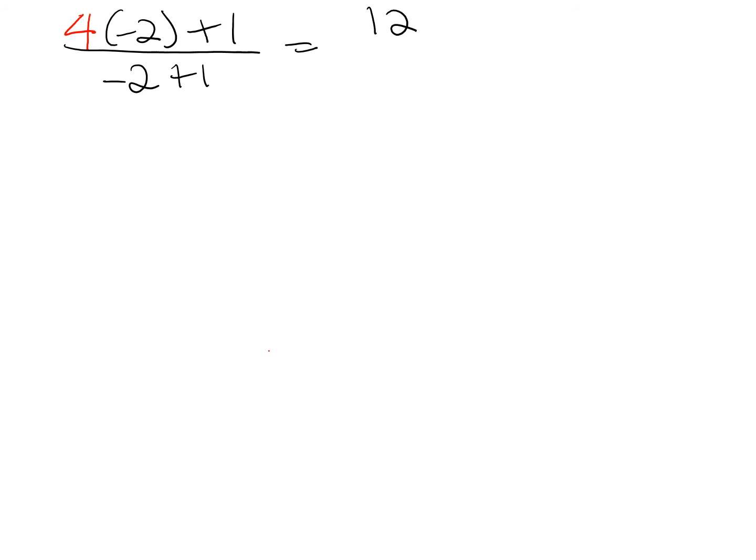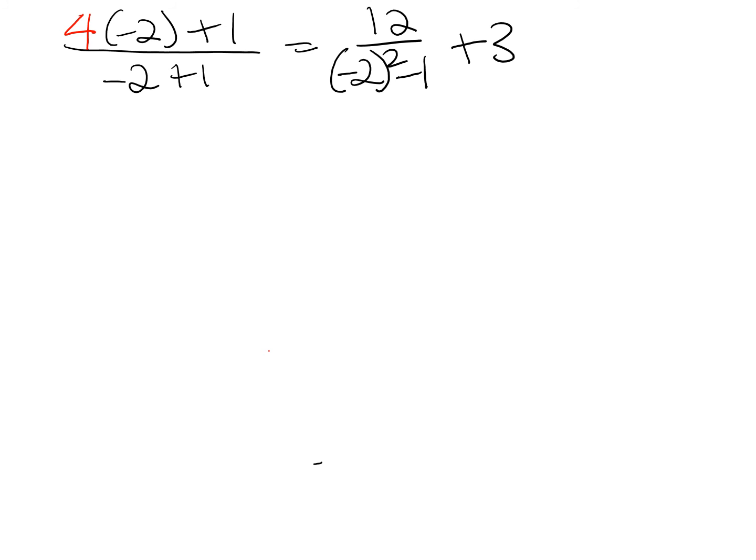Okay, so I'm going to check this on the next one. Let's see, on this next slide. So hopefully I don't mess this up. Okay, so it was 4 times -2 plus 1 over, and then I believe it was -2 plus 1 equals, and then it was 12 over -2 squared minus 1 plus 3. Ooh, I hope I wrote it down right.